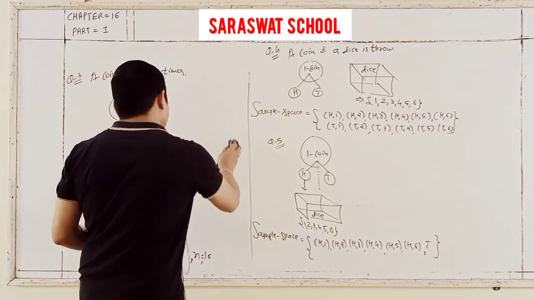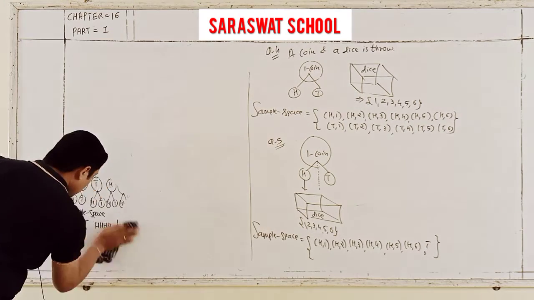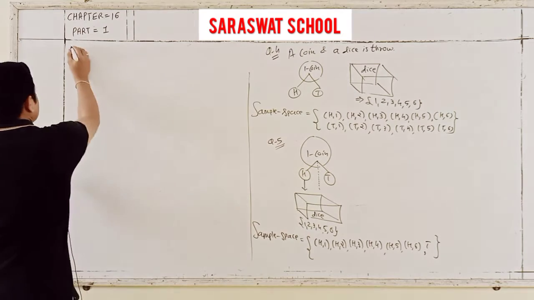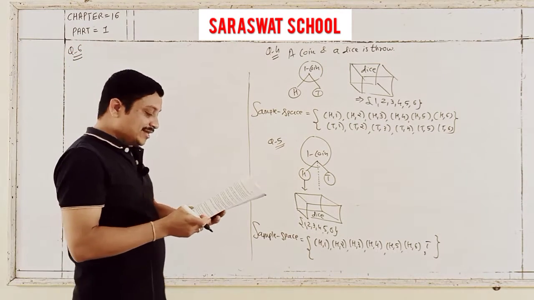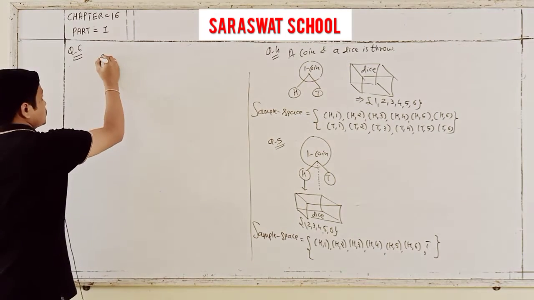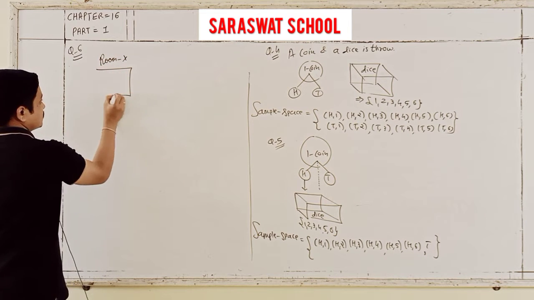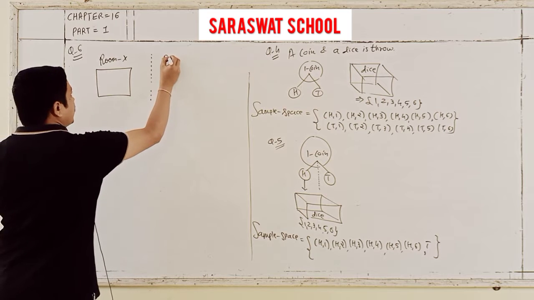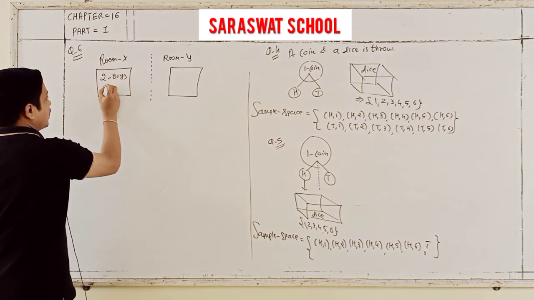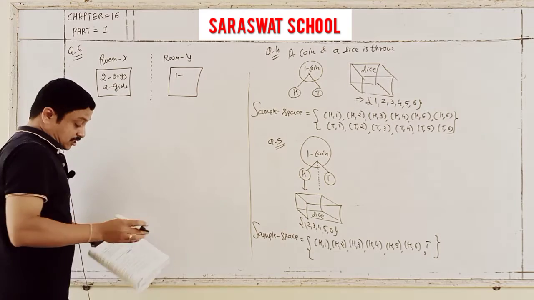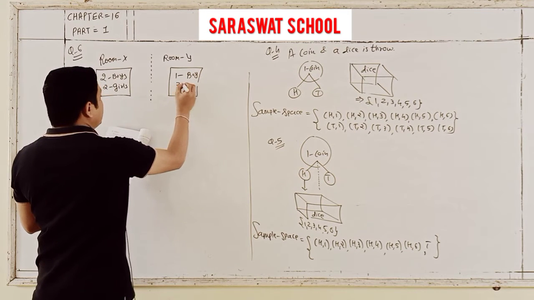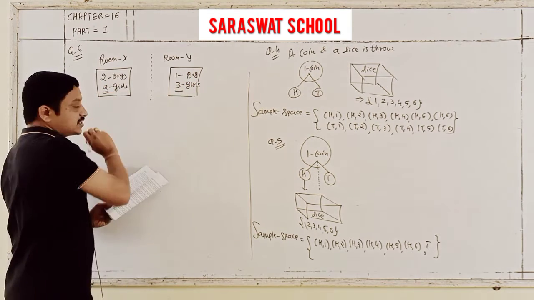Now continue, students. Question number 6. Very easy, the sample space is derived according to our drawing, I mean tree diagrams. In question 6, there are 2 boys and 2 girls in room X and 1 boy and 3 girls in room Y. So there are 2 rooms, room X and room Y. In room X, 2 boys and 2 girls, and in room Y, 1 boy and 3 girls. A total of 4 members and 4 members.